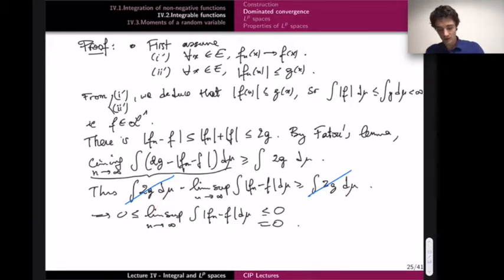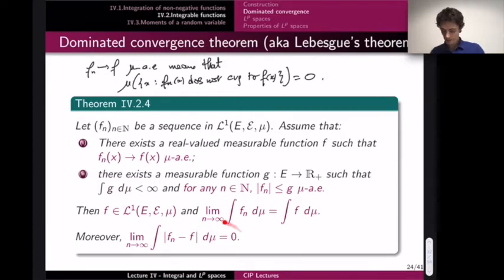Because from the fact that the lim sup of this thing goes to 0, I can also deduce, and it's an exercise for you, the limit itself, not only the lim sup, but the limit. I let you think about why this is true here: the limit of the integral of |fn - f| dμ is equal to 0. Okay, so we have proven this convergence, and this implies this convergence. So I let you check why also this convergence here implies this one.